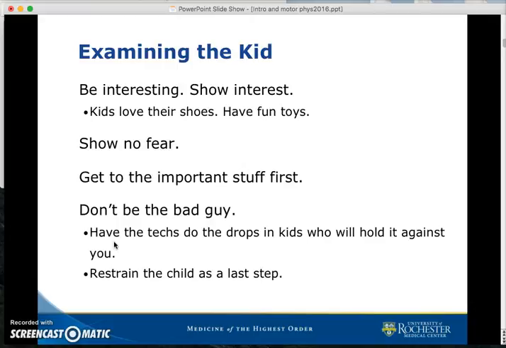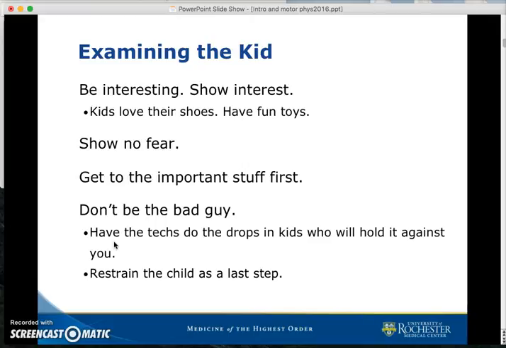So first of all, when you're in the office looking at kids, you have to be interesting and show interest. Have fun toys, talk to them about common TV shows, about what they're wearing, superhero shirts or shoes. Try not to show any fear because they'll pick up on that and not behave for you. Get to the important stuff first, unlike with adults where you can do every step of the exam in order. With kids, you have to pick what's going to be the most important thing for that visit and get to it right away.